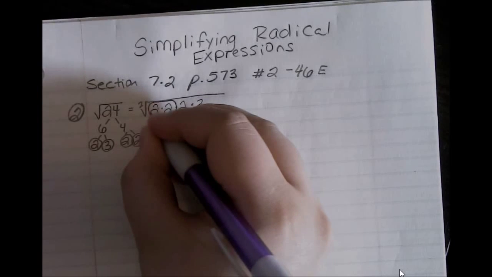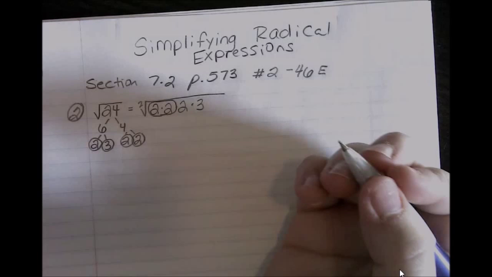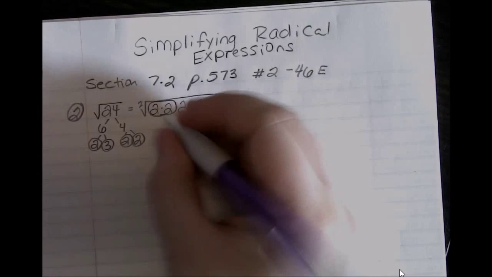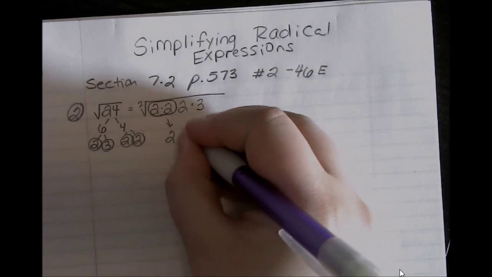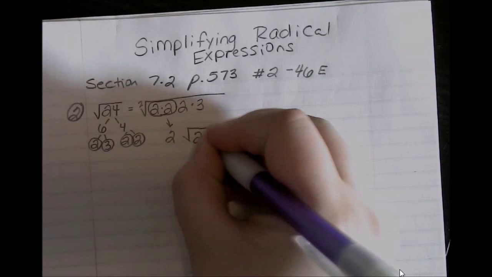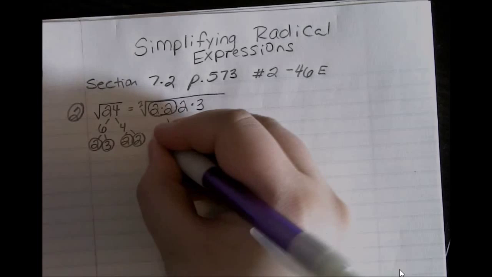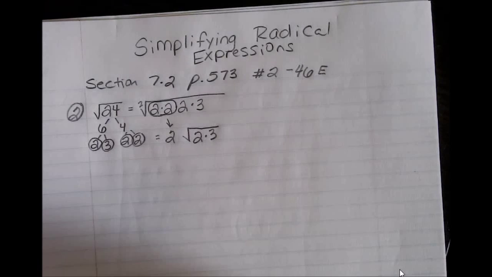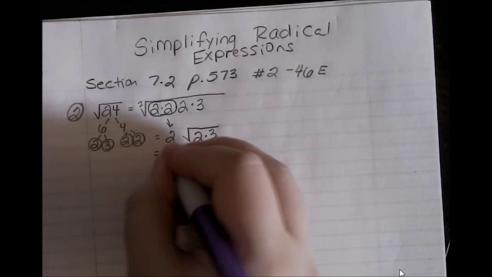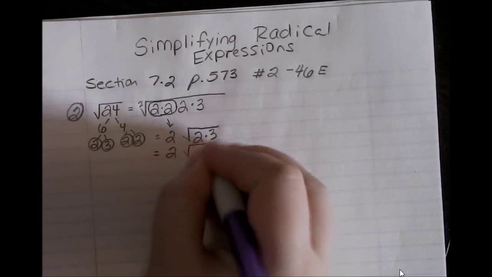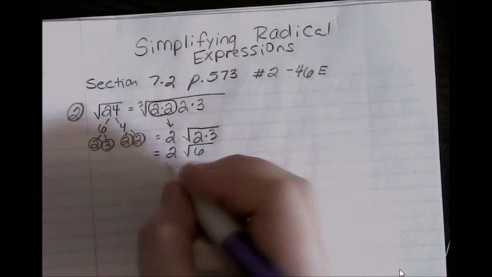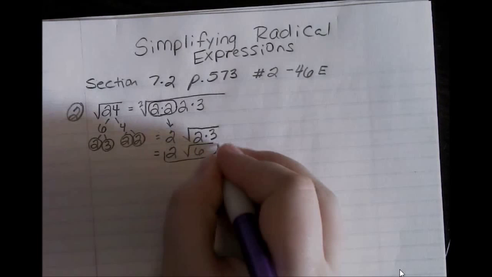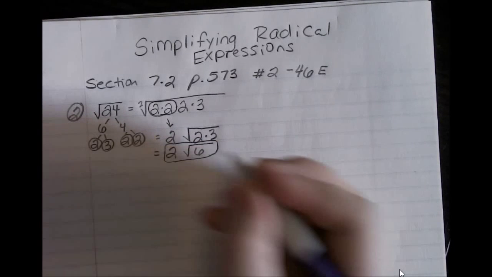So I'm going to circle this pair of 2's. So this pair of 2's is going to come out as 1, 2, and then I have that 2 times 3 left over. To finish simplifying this problem, I'm going to multiply 2 times 3 to give me 6. Now I'm finished with simplifying this radical expression.